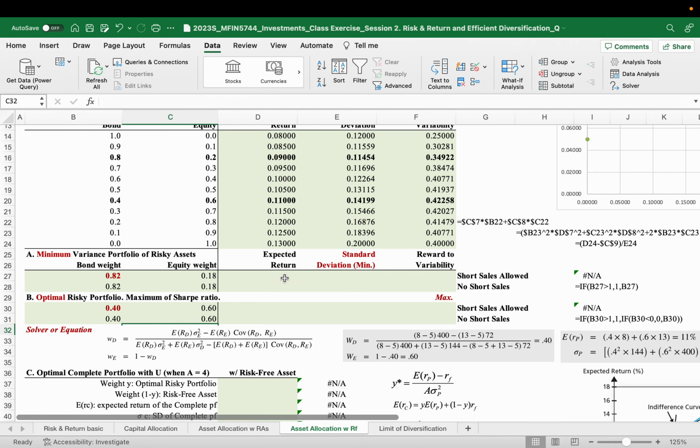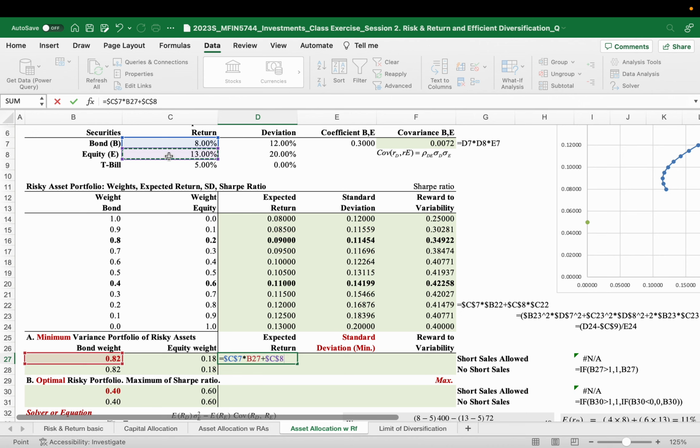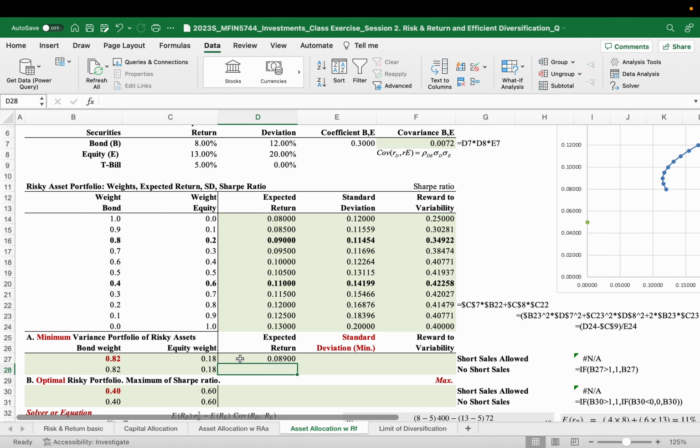Right. So the expected rate of return, how do we get this expected rate of return? Once we have the weight, and here the rate of return, we want to fix times this bond weight, plus now let's fix times the equity weight.